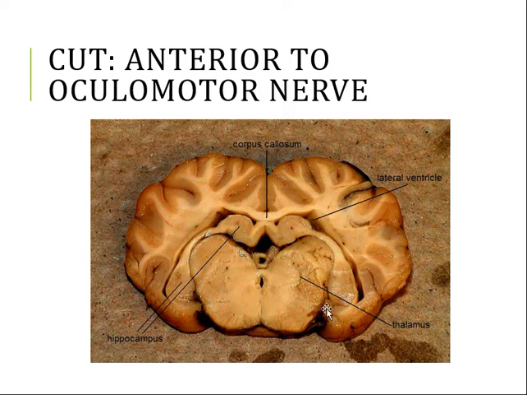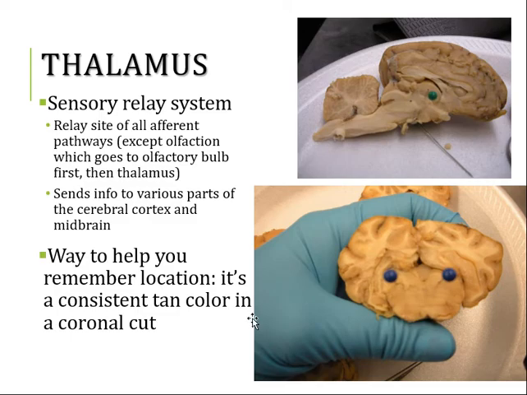We're going to talk about the thalamus right about now. All right, so our thalamus, in the picture up top, that is our mid-sagittal cut dissection, and this is how the thalamus would look in the coronal at the bottom. So you can see they look entirely different. In the mid-sagittal cut, the thalamus looks more like an egg, and it's a little bit harder to see in the coronal cut. So I remember it by seeing a more consistent tan color.